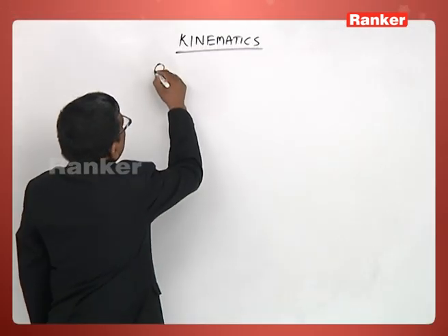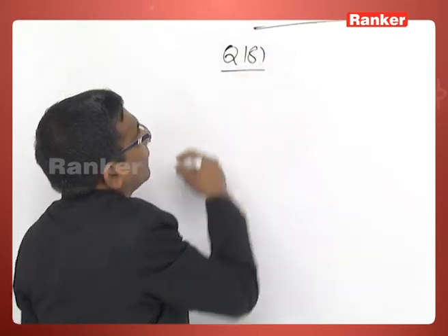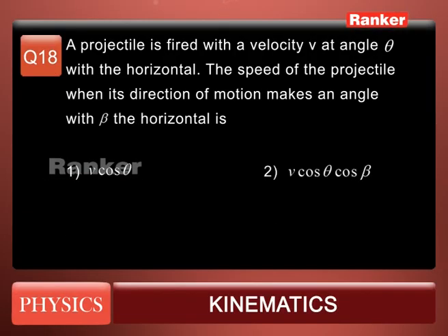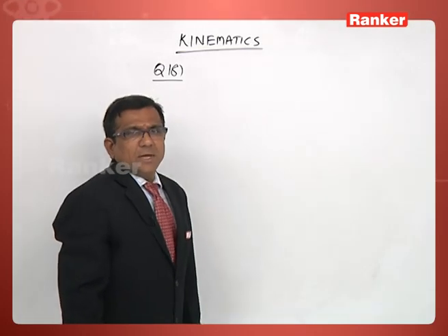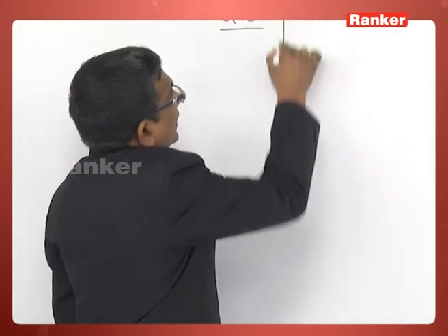Coming to question number 18. A projectile is fired with a velocity v at an angle theta with the horizontal. The speed of the projectile when its direction of motion makes an angle beta with the horizontal. So, let us see how to solve this problem. This is a very important problem. Let us take a projectile.